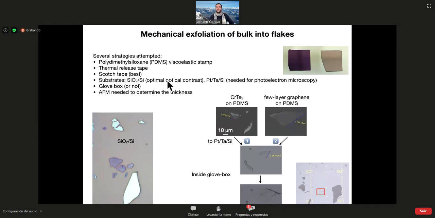This one here is optimal, as you can see, for the optical contrast, and it allows you to find the thinnest flakes. This one here is less suited, but it's needed for photoelectron microscopy experiments. So we can do basic stuff, just exfoliating with Scotch tape on a SiO2 substrate, or we can do more advanced stuff, like exfoliating chromium ditelluride, exfoliating graphene, and then putting one on top of the other. You see here, maybe there is the chromium ditelluride, and this is a large graphene layer. And we can put that on a substrate with markers to easily locate the region where we want to work.